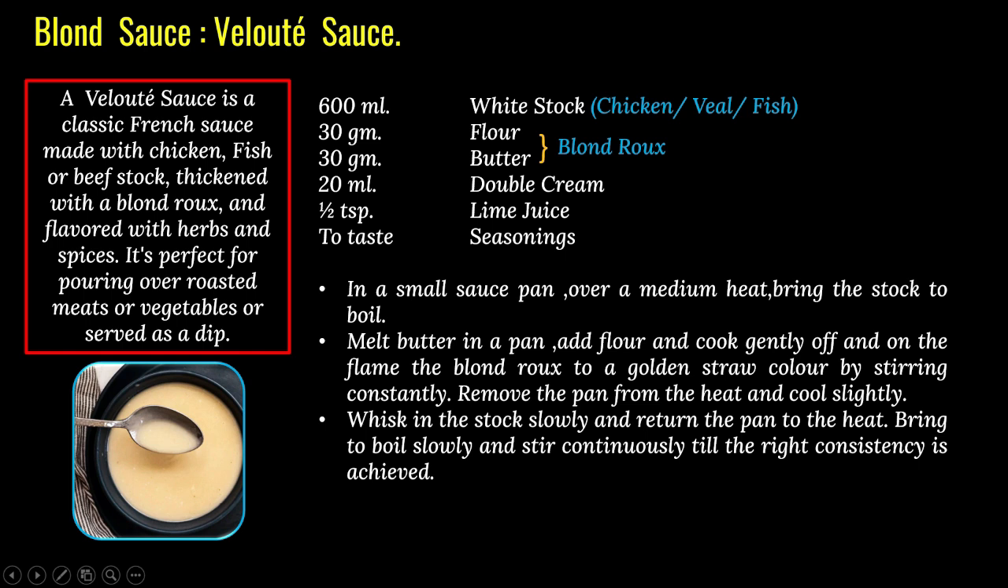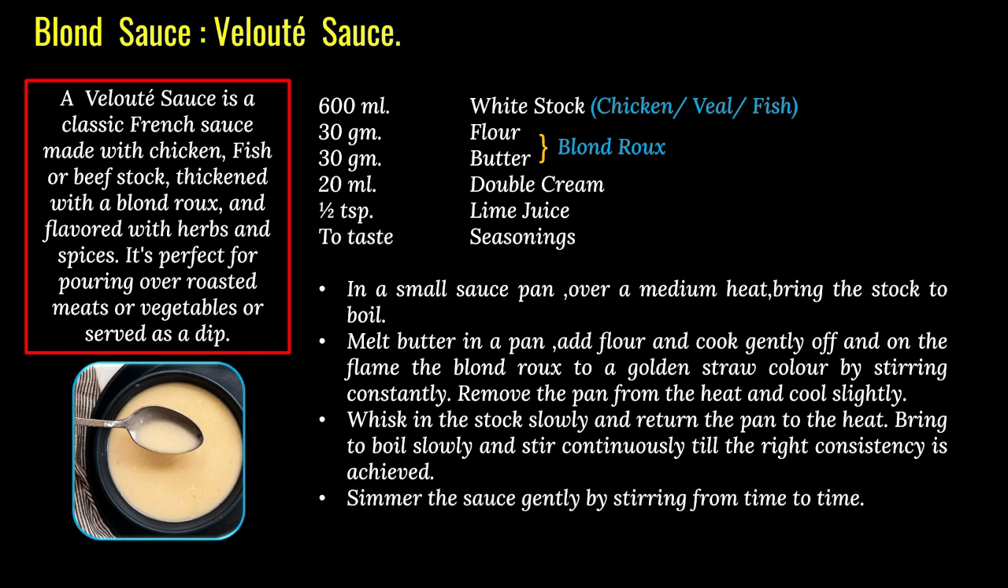Now once you have prepared the velouté sauce, you can also simmer it to get the desired consistency. Don't forget to stir it continuously, otherwise it will get burnt on the bottom or the sides of the pan. And then finally, strain it.